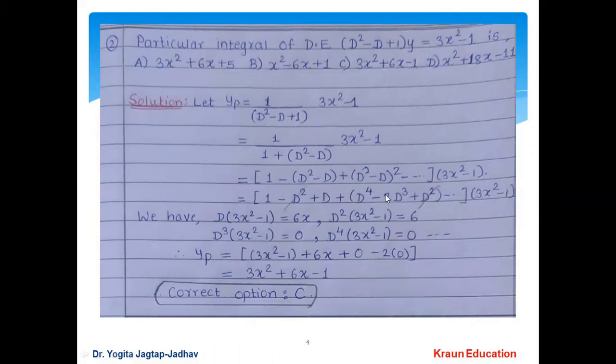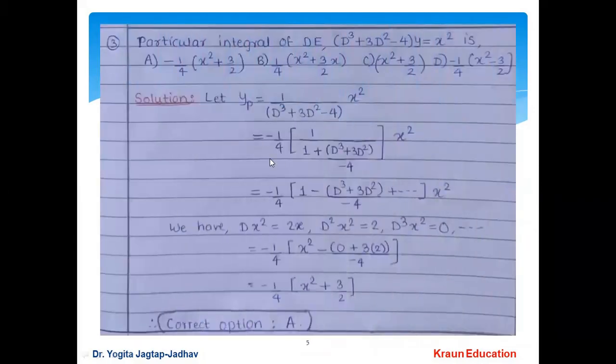D raised to 4 value is 0. D cube value is equal to 0. Therefore, we have these terms. And finally, we get the particular integral yp equal to 3x² + 6x − 1. Therefore, the correct option is C.